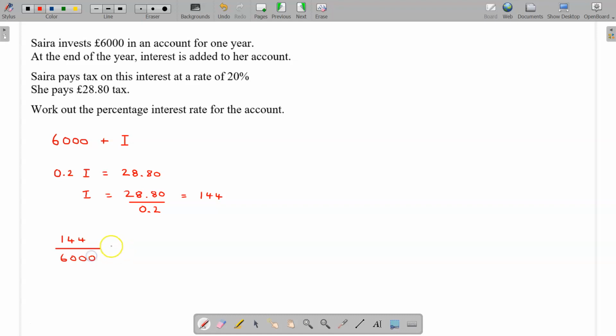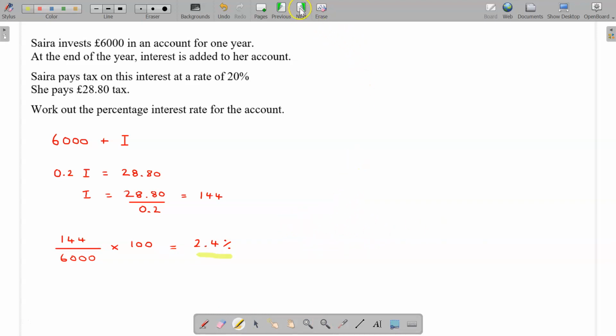And because this is a calculator question, you just need to write down what you're doing, but you don't have to simplify fractions and things necessarily. You can just go straight to the calculator, and that will give you the answer, which comes out as 2.4%. That comes to 2.4, and that's the percentage increase.